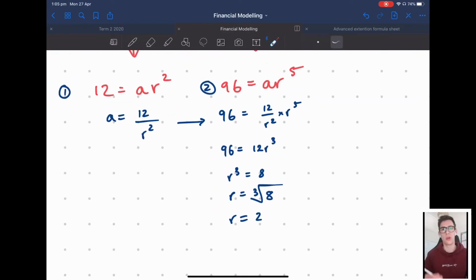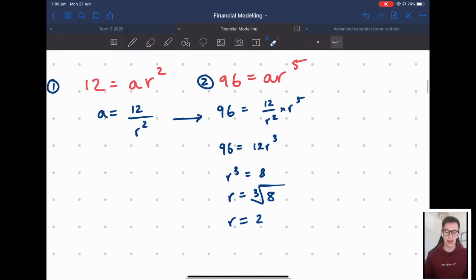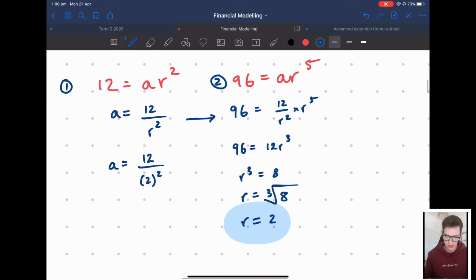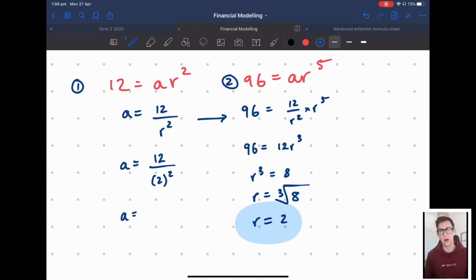Again, when I do these with a lesson, this is way more steps than you really need. If that's what you find comfortable, go for it. You can absolutely, honestly skip from here to here. That's fine, as long as you get the right answer, obviously. Now that we know what our r value is, we're going to pop that back in to find our a value. Okay, so we know that the ratio is 2. Now I'm going to pop that in to figure out what my a value is. So here, a is going to be, well, what's 12 over 2 squared? 12 over 4 is 3.